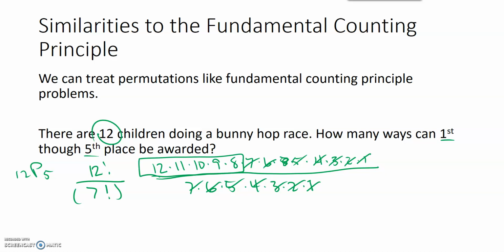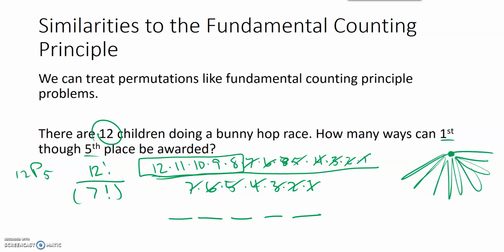Okay, that's important because if we think about this as a fundamental counting principle problem, I have first, second, third, fourth, 5th place that I'm giving awards out for. Well, how many people could get first place? Now, 1 is actually going to get it, okay, but how many options do I have for first place? Okay, I would take my little node here, and I'm going to branch that out 12 times. And I didn't do it there, but I'm just giving you a visual here. 12 times. Okay, 12 people could win first place.